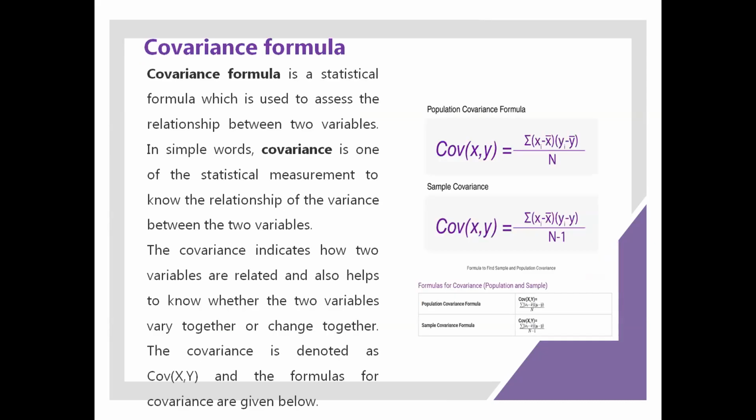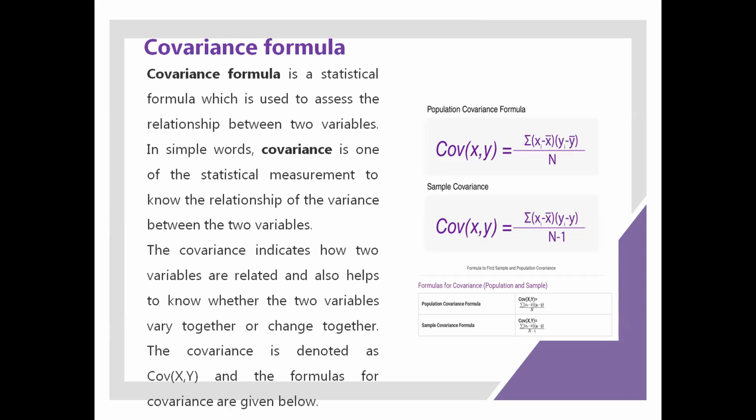Suppose you have two variables and you want to find the relationship between them. Then variance will not work here. Here we use the concept of covariance. Covariance is another statistical measurement to know the relationship of variance between two variables. Whenever we have two variables and want to find the relationship, we use covariance. If we have a single variable, then we use variance.